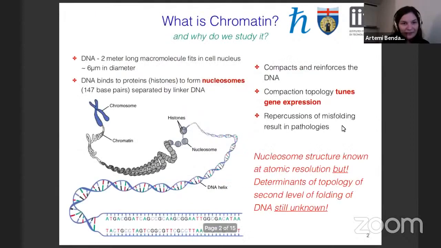So, okay. So what is chromatin and why are we interested in studying it? So chromatin is, as probably most of you know, a molecule in which DNA binds around some proteins named histones.